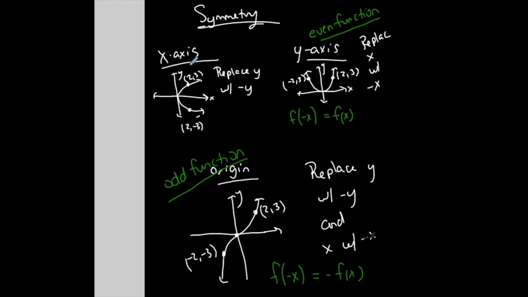Okay, so symmetric to the x-axis, the y should change. Symmetric to the y-axis, the x will change. Symmetric to the origin, we change both x and y. If they give back the same thing we started with, then it passes that symmetry test. Now, there are graphs that can be symmetric to all of these, one of these, or none of these. So it doesn't necessarily have to be symmetric to any of them.